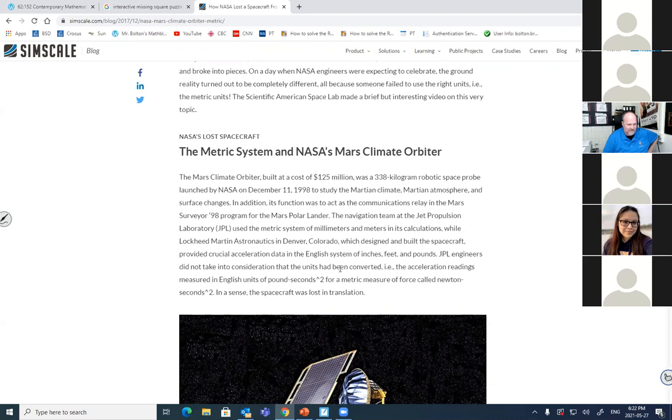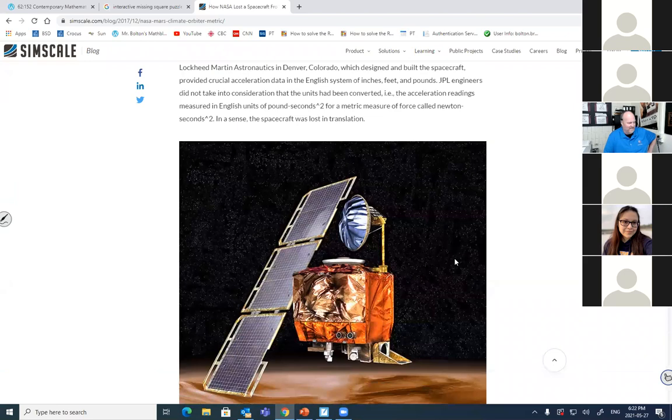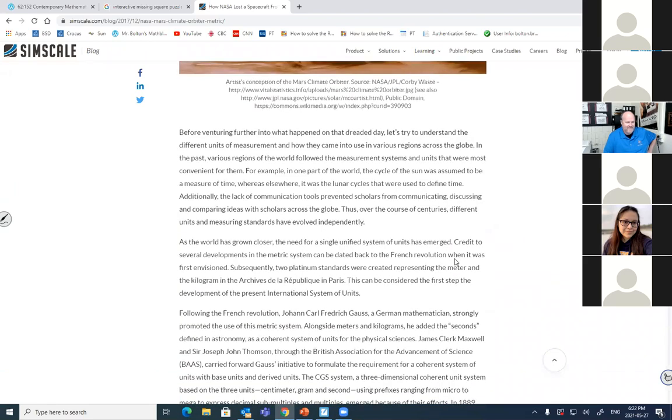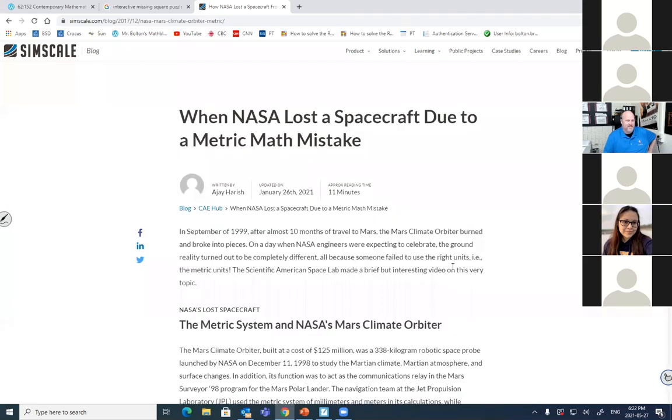Do you think they Urkeled it? Yeah, it could be. So you see, the laboratory used millimeters and meters in its calculations, and then Lockheed Martin, where they designed and built the spacecraft, used inches, pounds, and feet. It teaches you something. That would be a great one if you're teaching kids about metric and imperial systems, of why it actually makes a difference and why it's really important. You can talk to them, but that's a real life example, right? Wow.